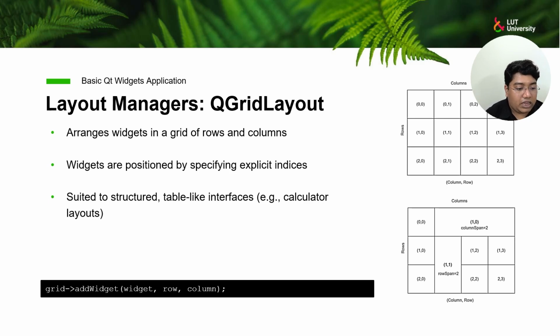Instead of simply saying, put this widget below the previous one, we specify a row number and a column number. For example, we might place one widget in row 0, column 0, and another in row 1, column 1, just like you can see from this grid. As the window changes size, the layout adjusts while preserving the grid structure. Qt will then build the grids automatically.